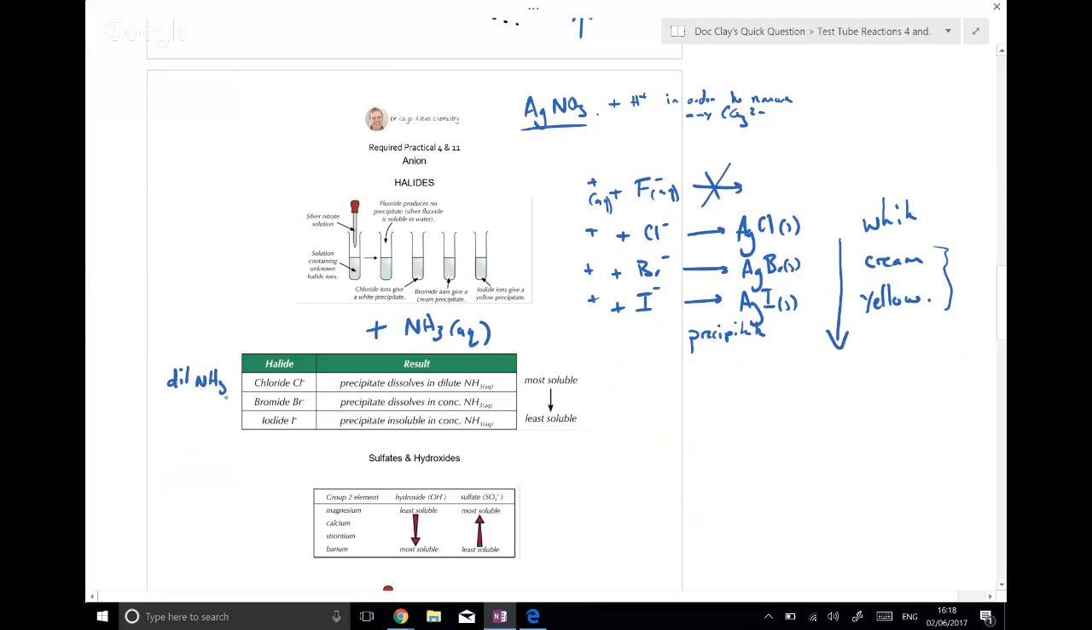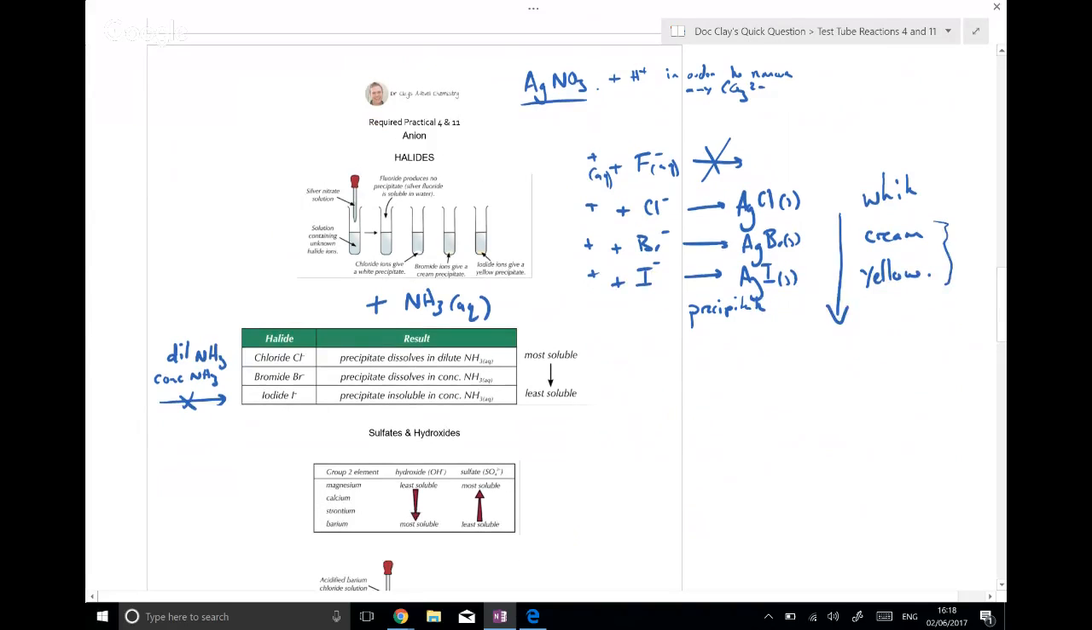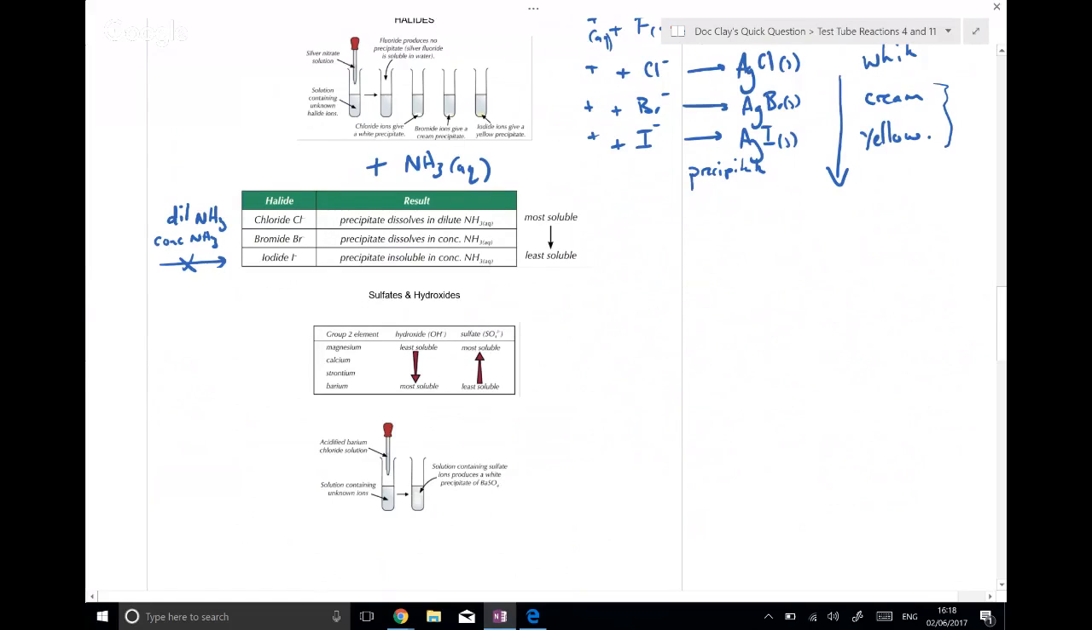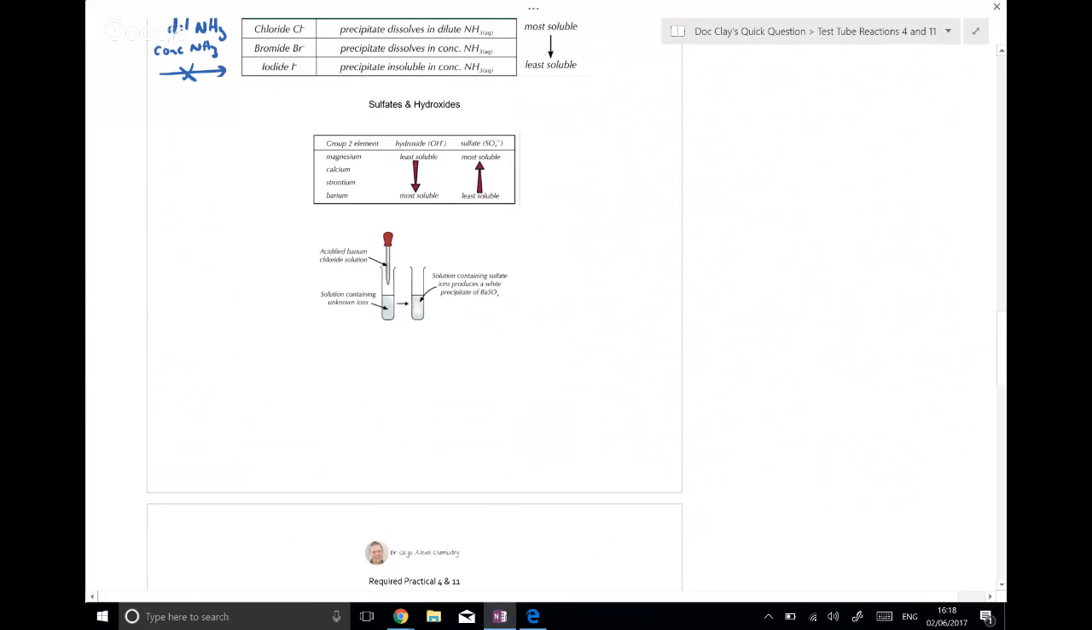The bromide ion dissolves in concentrated ammonia, NH3, so we end up with a colorless solution. And the iodide, well, there is no reaction with the iodide. Therefore, to distinguish between silver bromide and silver iodide, we can simply add concentrated ammonia. If it dissolves, then we know we've got silver bromide, and if it doesn't, then we know we've got silver iodide. Okay. The next one then, before we move on to the penultimate here, sulfates and hydroxide.